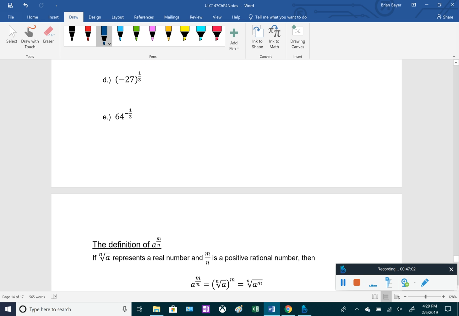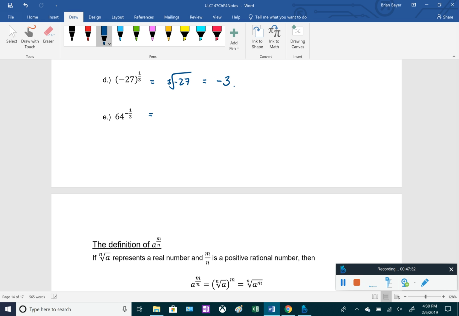And now negative 27 to the 1/3. This time the negative is with the 27, so it's going to be the cube root of negative 27. It is an odd index, right? 3 is odd. That means we will have an answer, and it's going to be negative. If it was even, it would be imaginary with the negative as the radicand. 3 cubed is 27, so this whole answer is going to be negative 3.